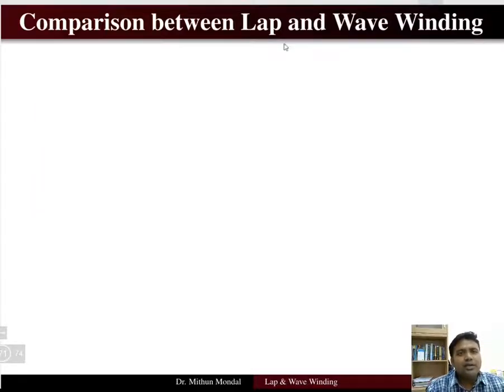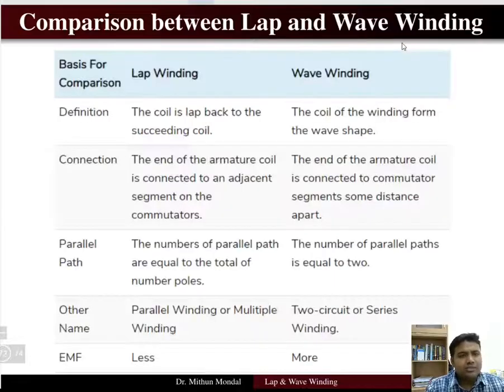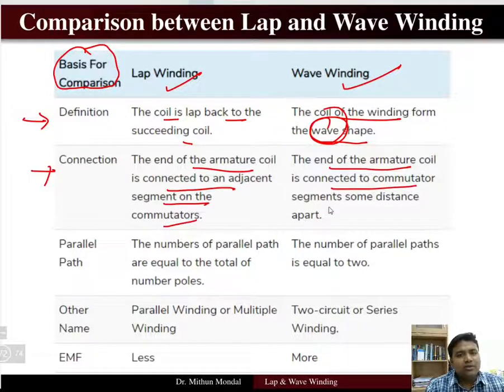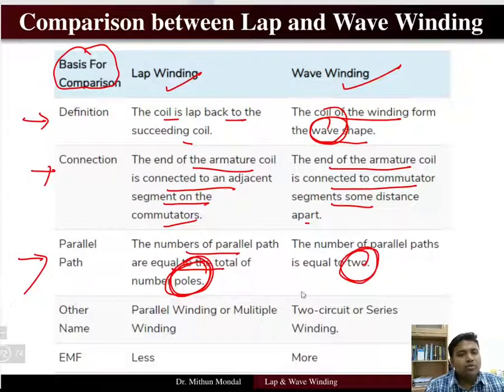So if we compare the lap winding and wave winding under different scenarios and different bases of comparison, on the basis of definition, in lap winding the coil laps back to the succeeding coil, while in wave winding the coils of the winding form a wave shape. So here a wave shape will be forming. Connection: in lap winding, the end of the armature coil is connected to an adjacent segment on the commutator. Here the end of the armature coil is connected to a commutator segment some distance apart. Parallel paths: the number of parallel paths is equal to the number of poles, and here it will be 2 parallel paths.